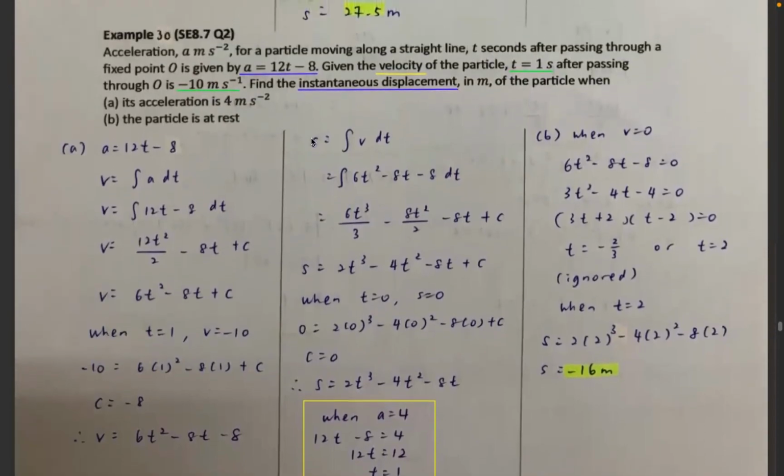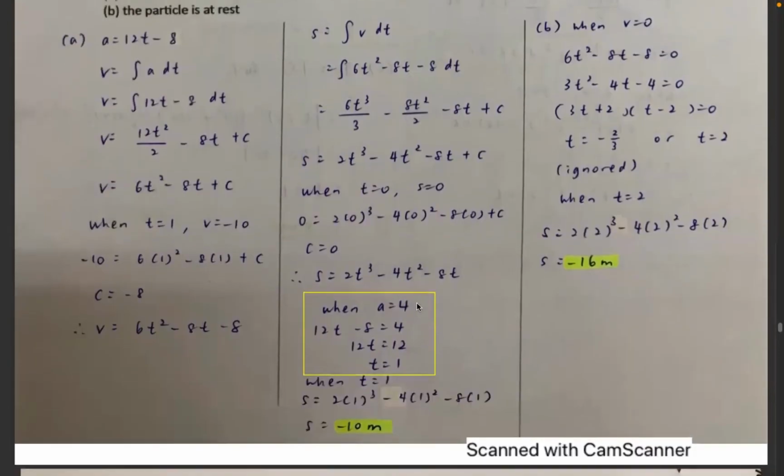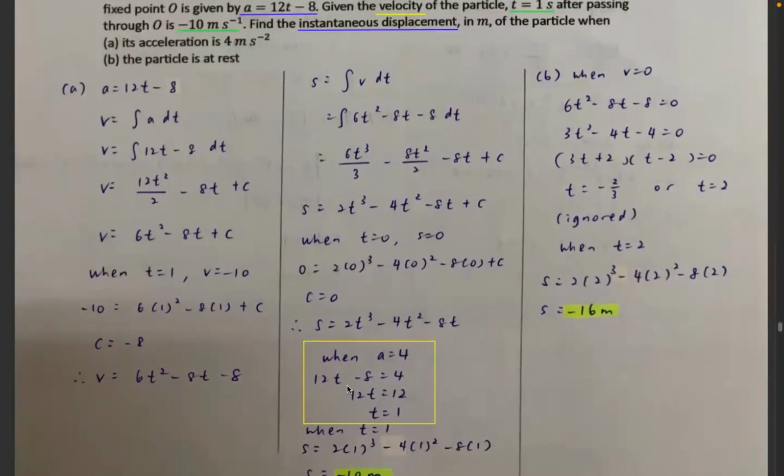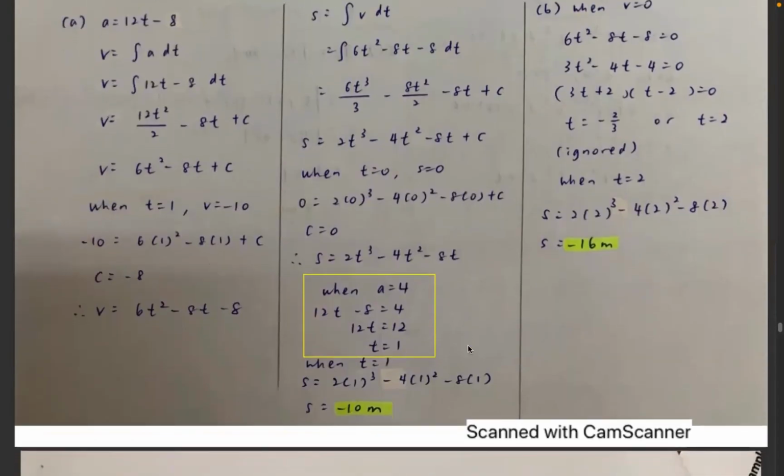Okay, then let's read the question again. Find the instantaneous displacement of the particle when its acceleration is 4 meter per second squared. So from this information, you have to get the value of t, then only can you substitute into the displacement function to get the instantaneous displacement. So a equals 4. Okay, a is 12t minus 8. We let it equal 4. We have answer t equals 1. So we substitute into the displacement function. We have the instantaneous displacement s equals negative 10 meter.